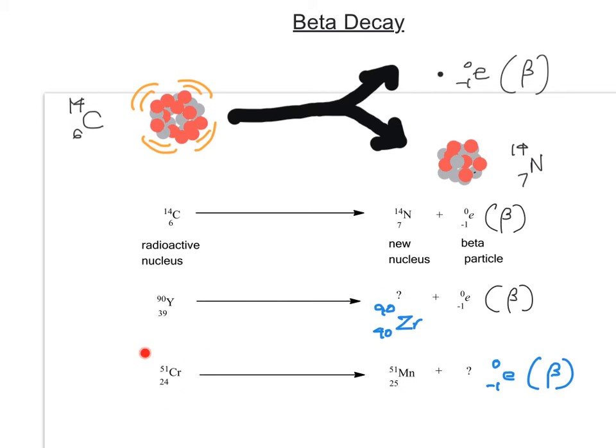When chromium-51 undergoes some type of radiation and results in a new nucleus with the same mass number but with an atomic number 1 unit higher, we figure that the type of radiation emitted was beta.